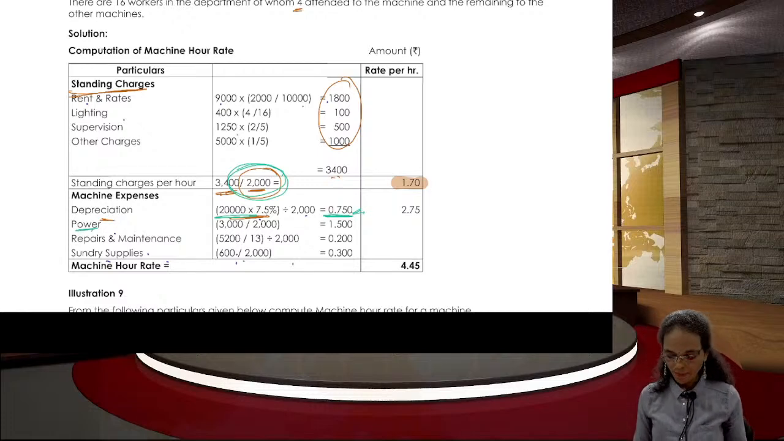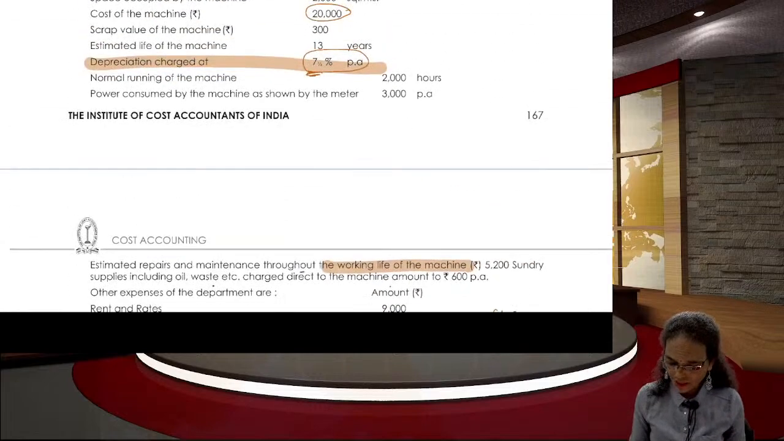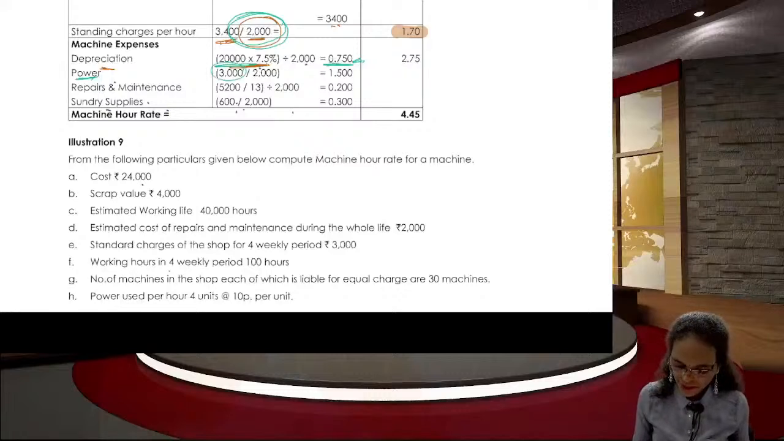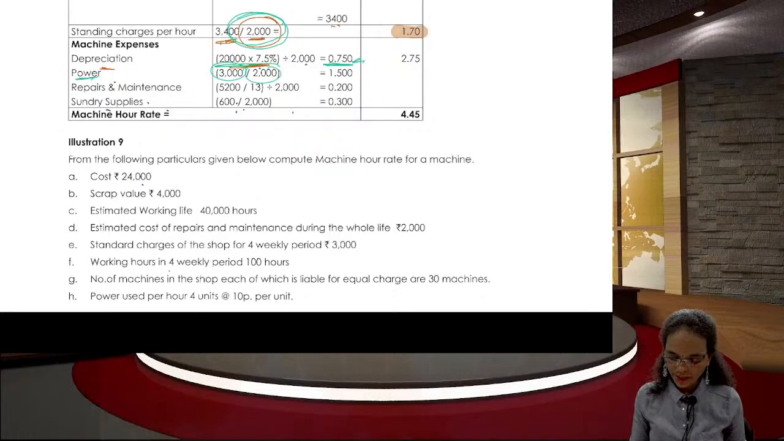In the same manner, power cost is 3,000, and it is running for 2,000 hours. So you will get 1.5.